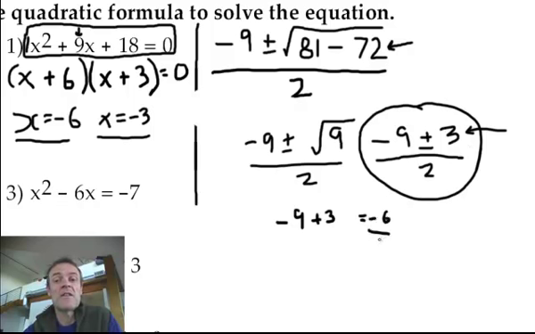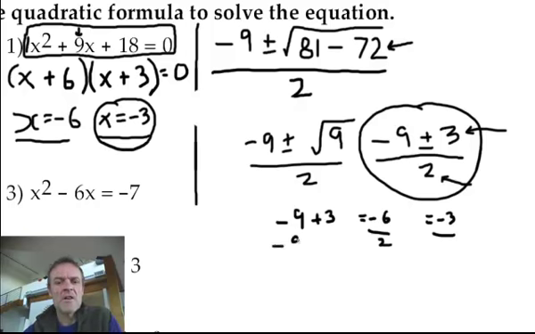When I divide it by the 2, I get negative 3. That's one answer. Let's go back up here. Remember this? There it is. There's negative 3. How about a negative 9?